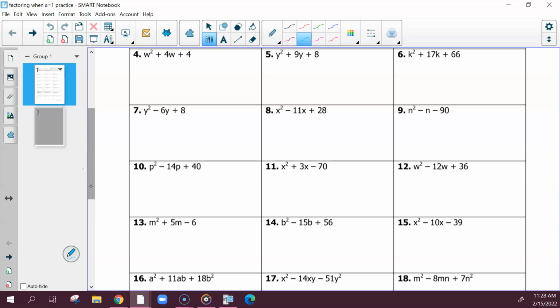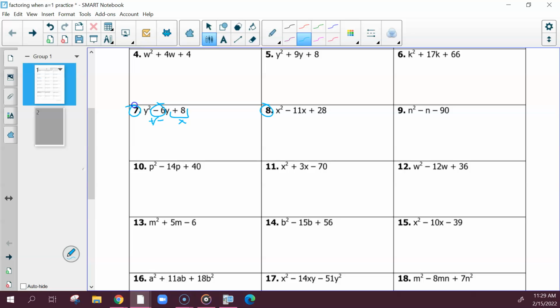So now we have a case where it is negative positive instead of what we just had, which was positive negative. So the rule is going to be different again. Some factors of 8, we need 2 numbers that multiply to be 8, but add or subtract to be 6. What are some factors of 8? 2 and 4, 1 and 8.